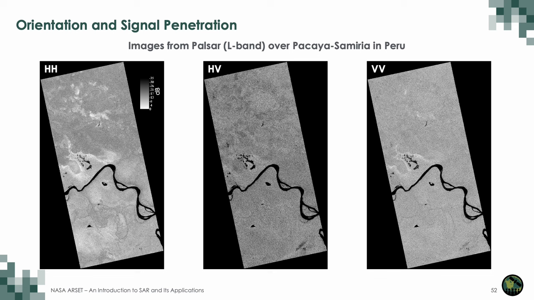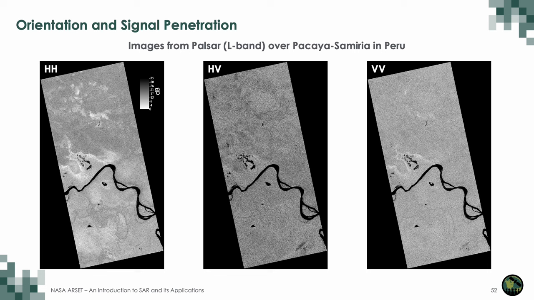This is an example of multipolarization images from ALOS PALSAR over a part of the Pacaya Samiria Natural Reserve in Peru, which, as mentioned, is a vast wetland ecosystem. The images are at L-band and at HH, HV, and VV polarizations. Now, the very bright white areas that you see are inundated vegetation. The very dark areas are open water, and you can clearly see a river through the middle of the image, as well as some open water bodies north and south of the river. Note the difference in backscatter magnitude between the different polarizations.